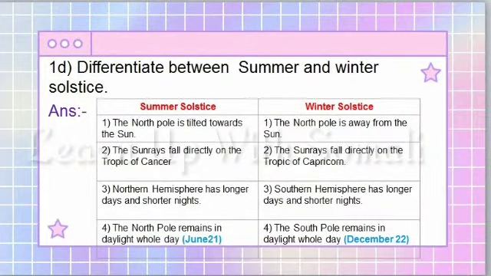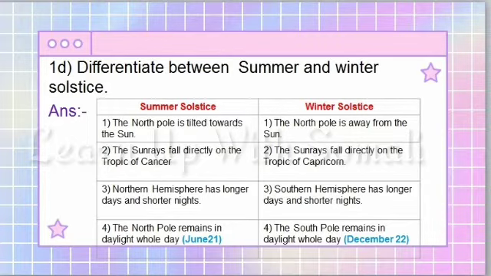Now children, let's look into the differentiation between summer and winter solstice. In summer solstice, the North Pole is tilted towards the Sun, whereas in winter solstice, the North Pole is away from the Sun. Number 2, in summer solstice, the Sun's rays fall directly on the Tropic of Cancer, whereas in the winter solstice, the Sun's rays fall directly on the Tropic of Capricorn, which is situated in the southern hemisphere.